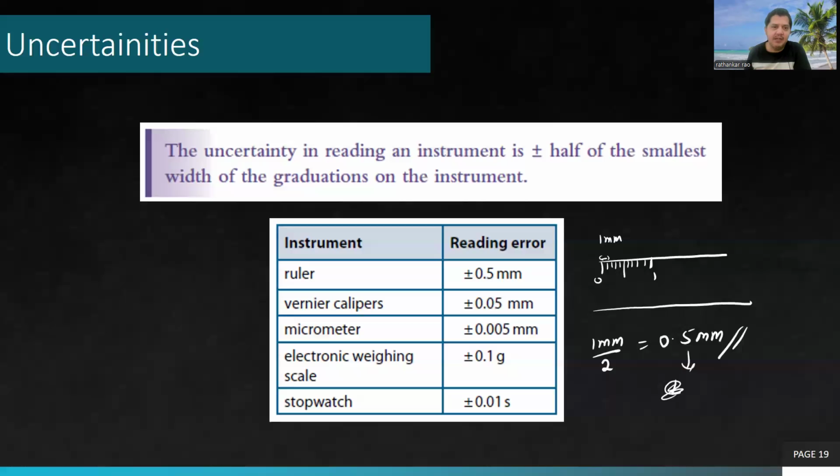And then we looked at uncertainties. What is the minimum uncertainty which one can have in an instrument? We have seen this up to here in your second video.